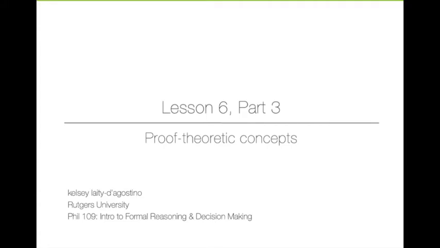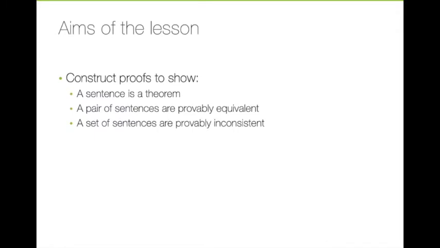And not in this video, but the next one, we'll cover the relationship between those semantic concepts we covered previously and the proof-theoretic concepts we're about to look at now. So we have a simple goal in this lesson: to learn how to construct proofs to show the following: that a sentence is a theorem, that a pair of sentences are provably equivalent, and that a set of sentences are provably inconsistent. And for each of these concepts, we're going to look at a definition and how to correctly use proofs to show them, and then look at an example.